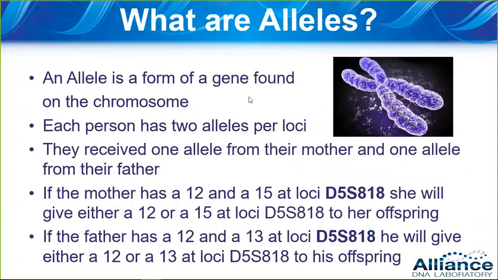What are alleles? You'll hear this name thrown around the office every now and then. An allele is a form of a gene found on a chromosome. Each person has 2 alleles per loci, or per marker. They receive, just as we stated before, 1 allele from their mother and 1 allele from their father. If the mother has a 12 and a 15 at loci D5S818, she will give either that 12 or that 15 at that same location to her offspring. The same thing holds true for the father. If he has a 12 and a 13 at loci D5S818, he will give either his 12 or his 13 at the same loci D5S818 to his offspring.